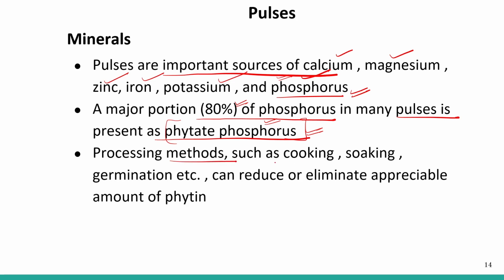Processing methods such as cooking, soaking, germination, etc. can reduce or eliminate an appreciable amount of phytin. So soaking, cooking, and germination reduce the phytin content of the pulses.